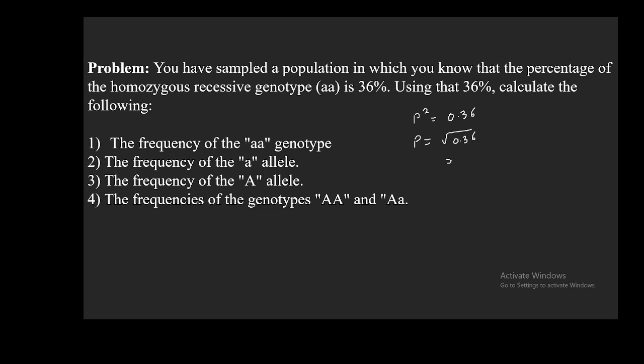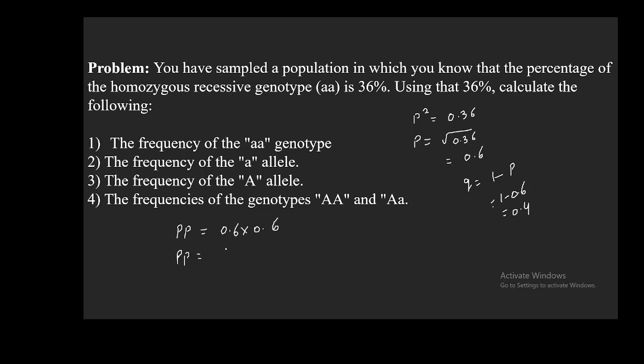So you can calculate q, which is equal to the square root of 0.36. Let me do that. 0.36, so it will be 0.6. So q is 0.6, and p is definitely 1 minus q, which will be 1 minus 0.6. It will be 0.4. So here you can calculate the dominant genotype, which is PP. So it will be 0.4 into 0.4, the frequency of capital P capital P.